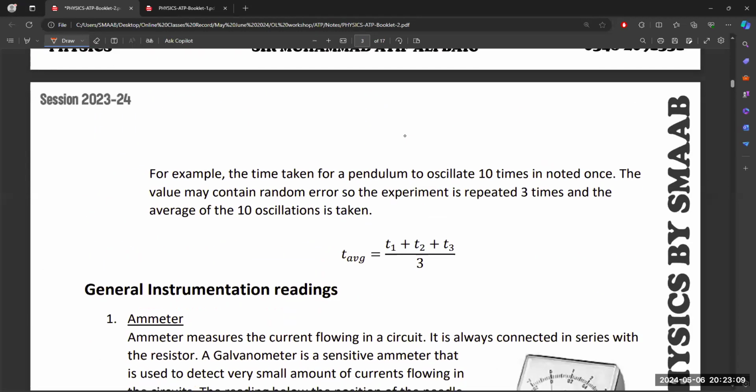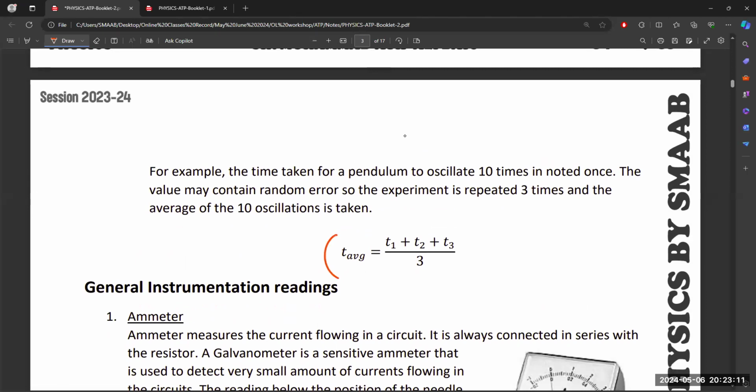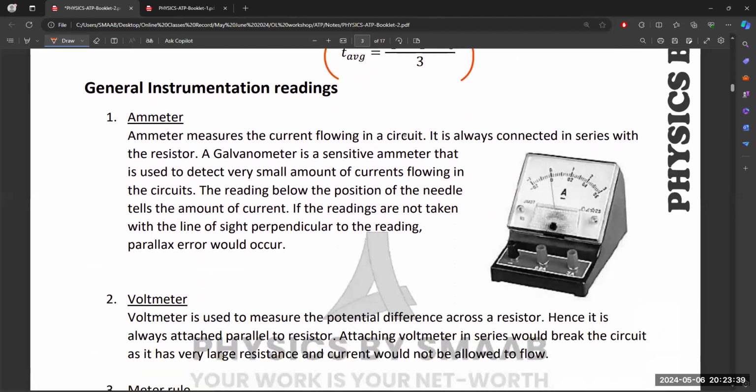Plus, we already know the concept of taking the average value, right? Because in theoretical ideas we already practice this concept, that always take the average of the readings. It will not be like just record one reading and that is final. We record like 3, 4, 5 or 10 readings, and then we take the average value to remove the error from the readings. And there are some other instruments also, like ammeter.